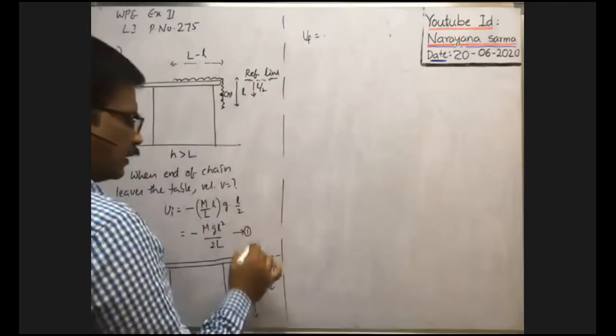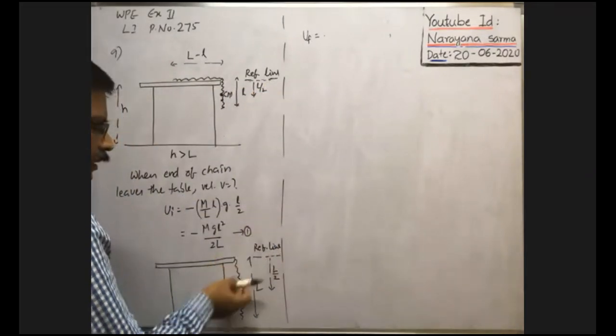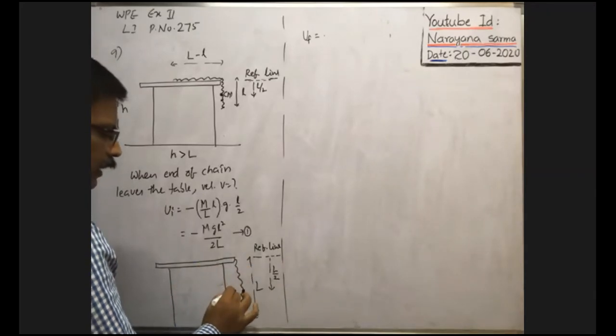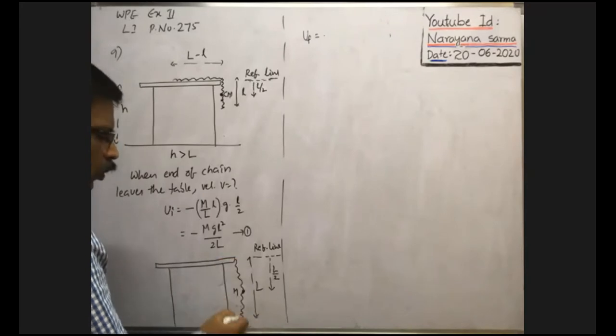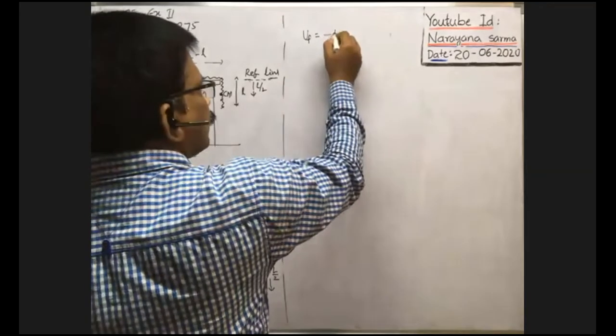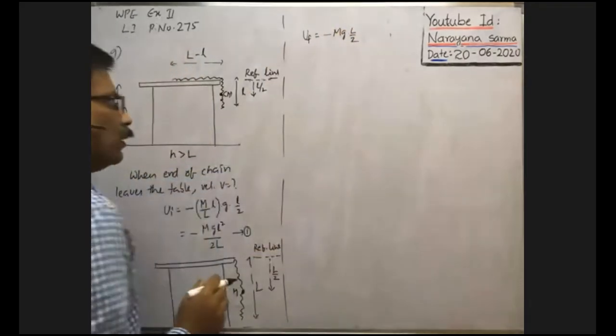The surface of the table is considered as the reference line. From the reference line, the center of mass is at a distance L by 2 below the reference line. Here, as the total chain is there, the total mass at the center of mass is equal to M. We need not write it like this. Therefore potential energy is minus M g into L by 2. It is the final potential energy.